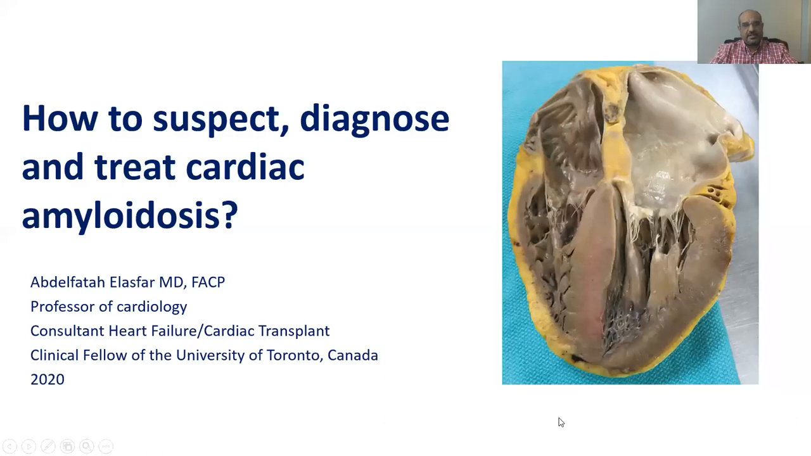Why this topic of interest? Because cardiac amyloidosis is generally underdiagnosed in our communities, and the latest epidemiological studies have shown that many of our HFpEF patients might be having a cardiac amyloidosis.